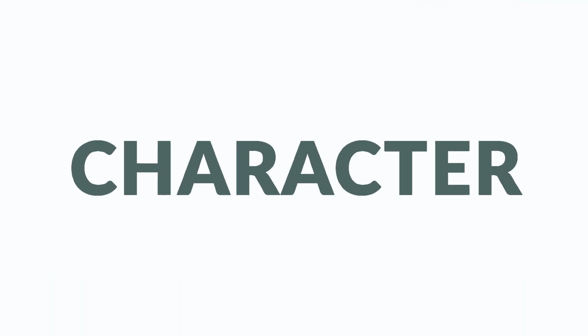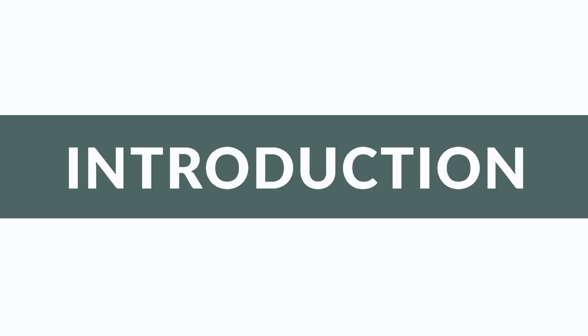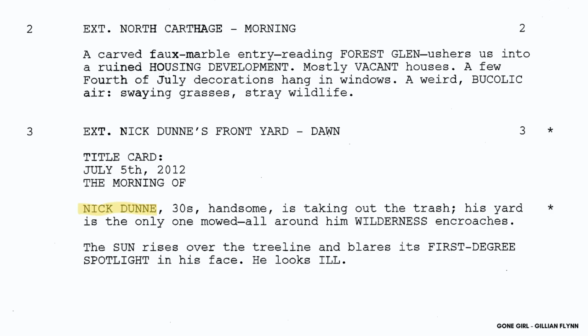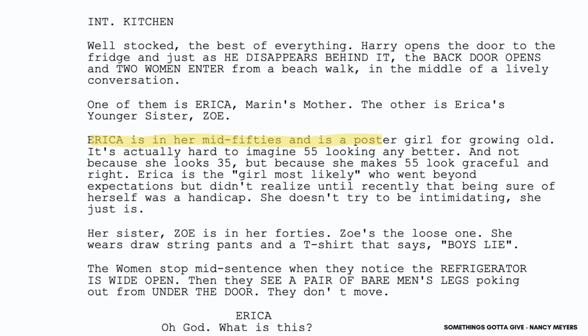So that's scene headings. We're going to move on to character introductions next. Typically, you start with the individual's name in all uppercase text. This is then followed by the age of your character as well as a short description of your character. No one does this better than Nancy Meyers. Here's an example from how she describes Erica in Something's Gotta Give.